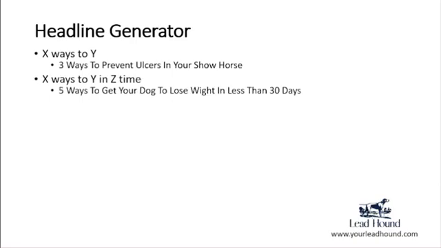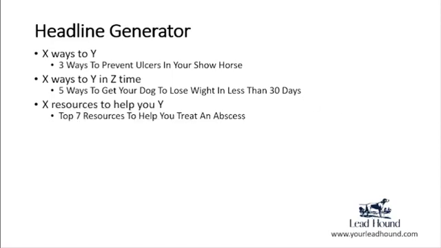The next one would be X ways to Y in Z time. So 5 ways to get your dog to lose weight in less than 30 days. So this could talk about exercises, feeding reductions, things like that. But again, pretty straightforward. You see a lot like this, magazine headlines, things like that. That's probably one you've seen quite a bit.